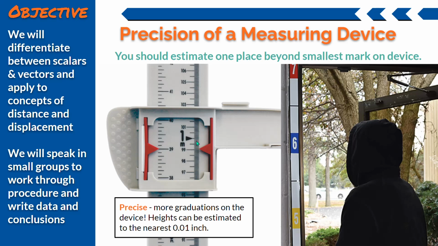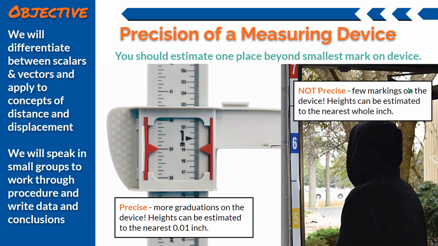I can see the millimeters, so I can go one place past that. Okay, over here, this is what you see on the door frame of a convenience store. They just have whole feet and each 6 inches marked, so it's not very precise at all. There's not very many markings, so your heights can only be estimated to the nearest whole inch. One place smaller than what you can see on that device.